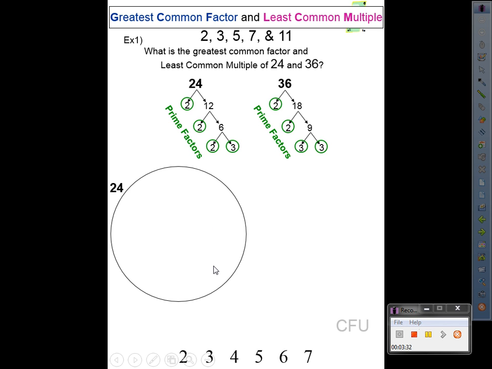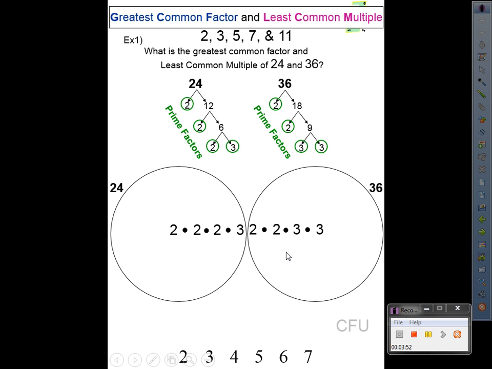Are we there so far? So now, if I was to make a circle first also for 36, here we go. And my prime factors are what? 2 times 2 times 3 times 3. There they are. Now, how do we know which ones they have in common? They're the ones that are the same on this side and the same on that side. So by looking at it, which ones are the same? How many 2s? 2, and 1 3.